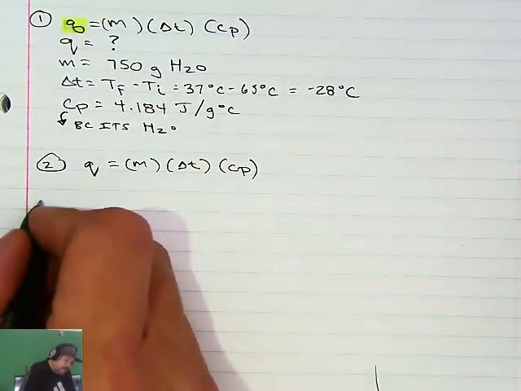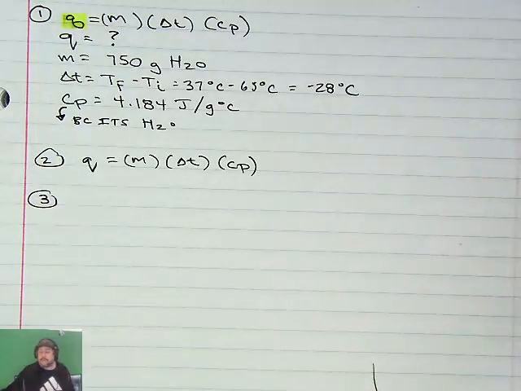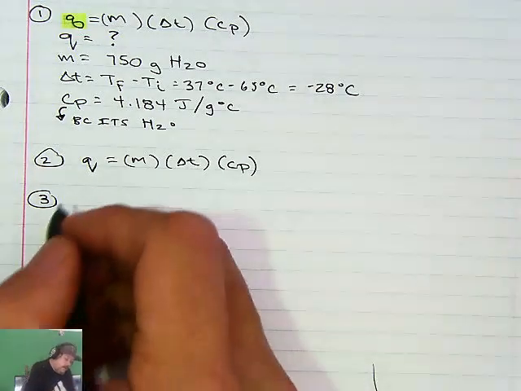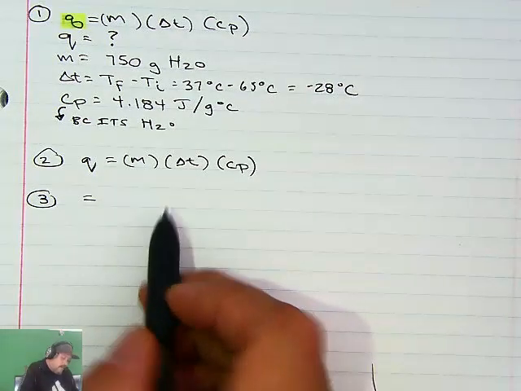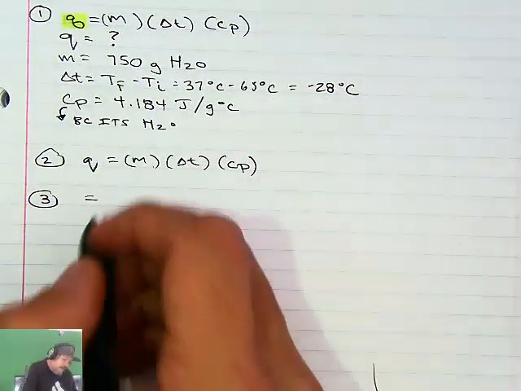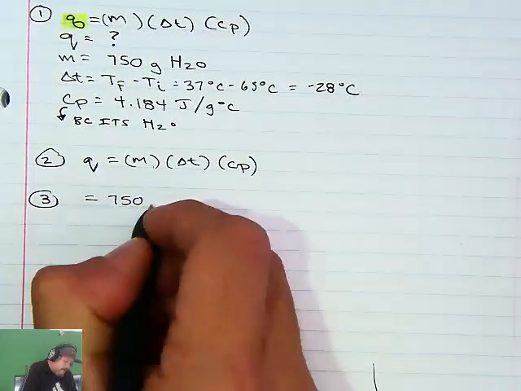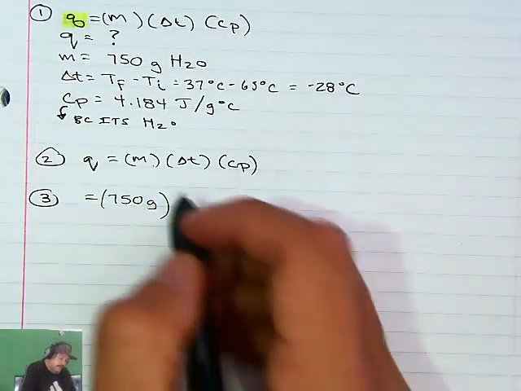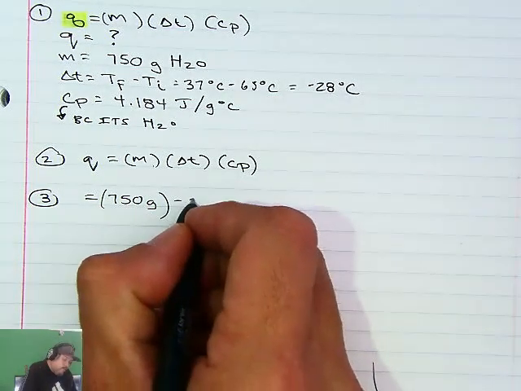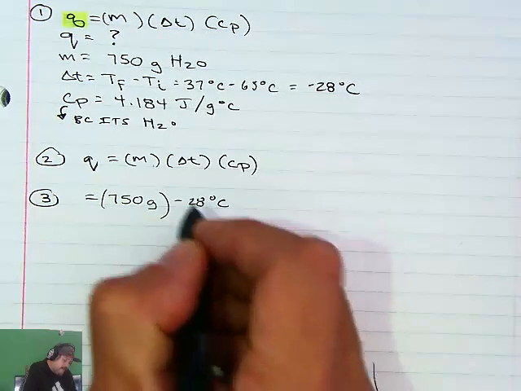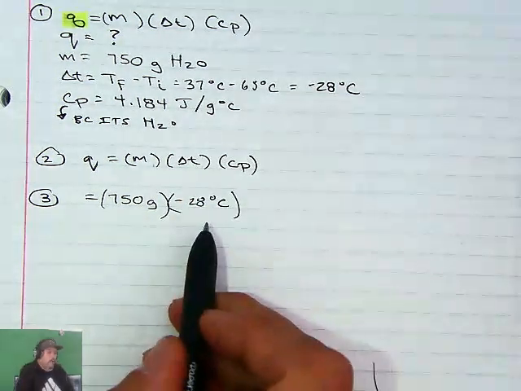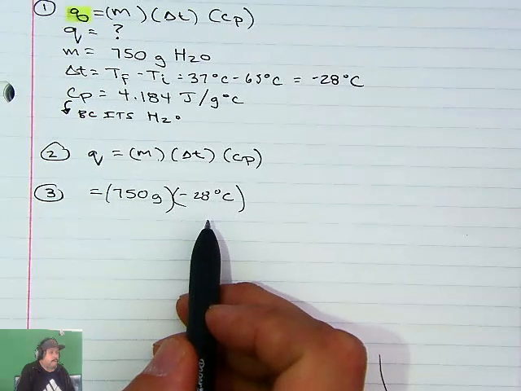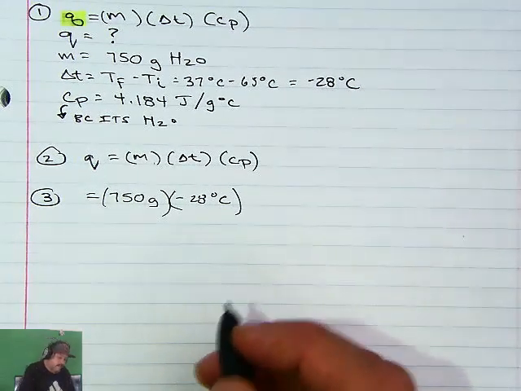Okay, so now step three is simply going to be the plug and chug of this problem. Q equals the mass, it's up here, 750 grams, times the temperature change, that's right there, negative 28 degrees Celsius. Again, if you did this part wrong, you're going to get 28, but you would have got plus 28, and it just affects your final answer.